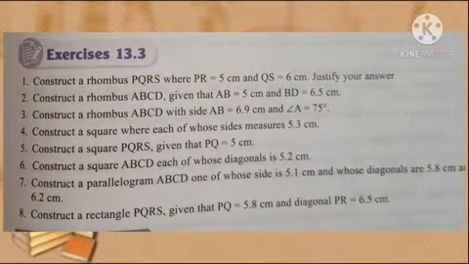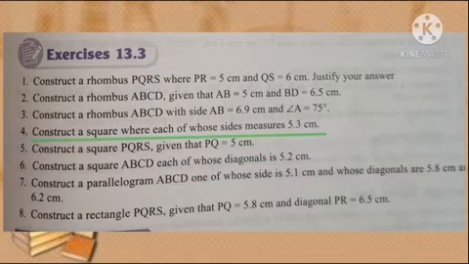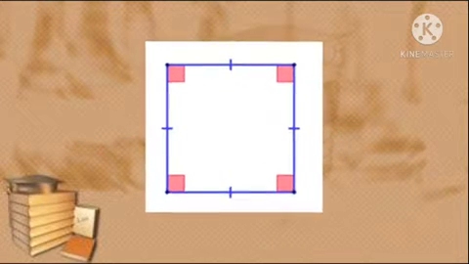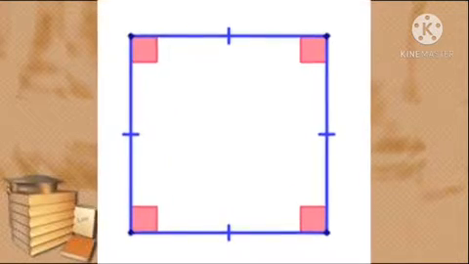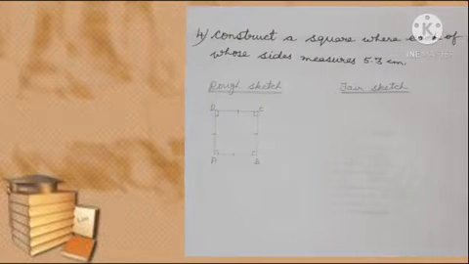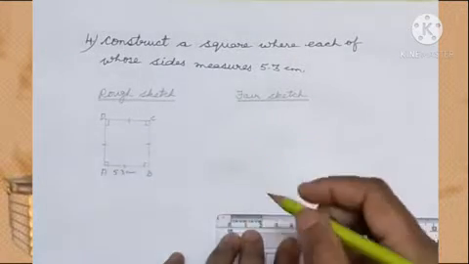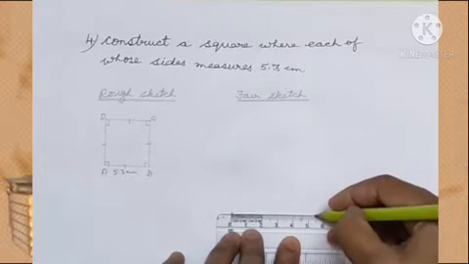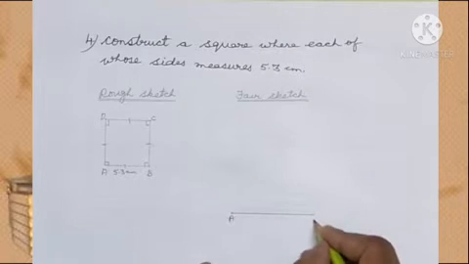Question 4 of exercise 13.3 is construct a square each of whose sides measures 5.3 cm. In a square, all the sides are equal in length and each angle measures 90 degrees. We draw a rough sketch and, following these properties, we start constructing its fair sketch. We name this square ABCD and draw its base AB of 5.3 cm using a ruler.